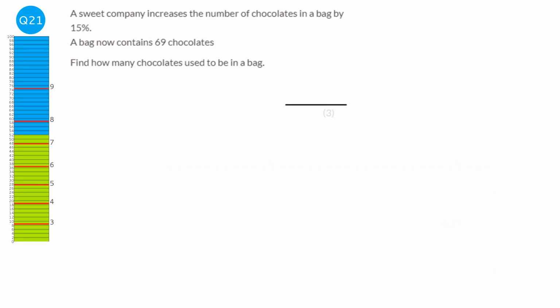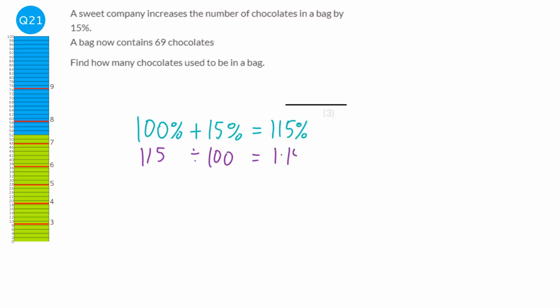So what's happened here is that the company's increased the amount of sweets by 15%. So we're just going to focus on that and work out what the multiplier would be first. So they started off with 100% and they added 15%, and then therefore they ended up with 115%. And to find that as a multiplier, we get the 115 and divide it by 100, and that gives us 1.15. So that is the multiplier they used.